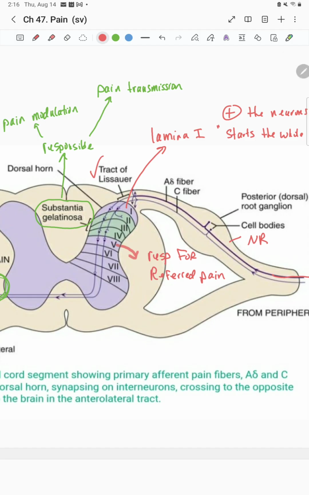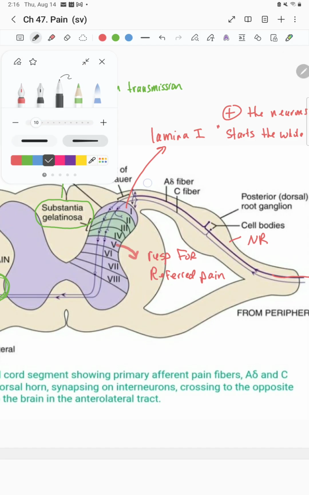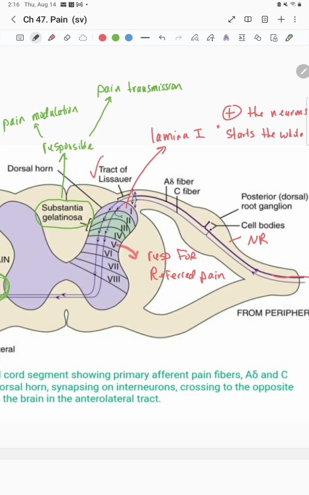And then there is lamina 6, 7, and 8. And these are responsible for muscle and joint. Okay, so if your muscles and your joints hurt, lamina 6, 7, and 8 are responsible for those particular pain pathways.